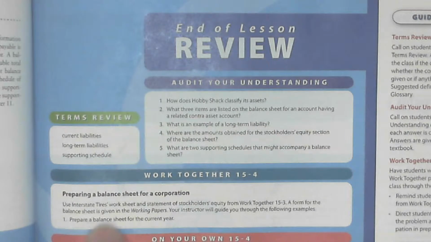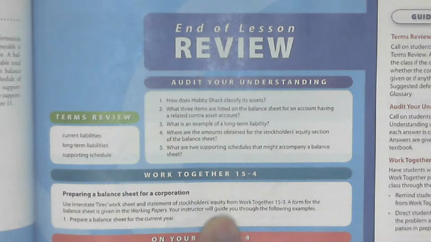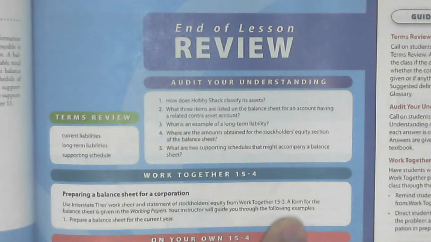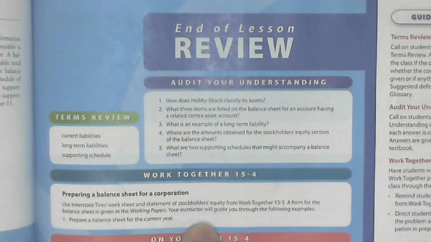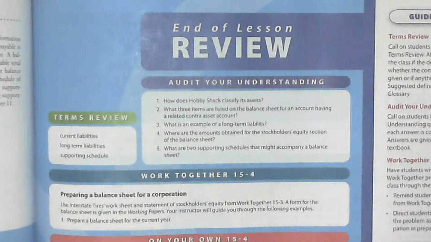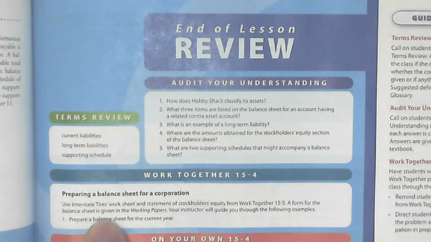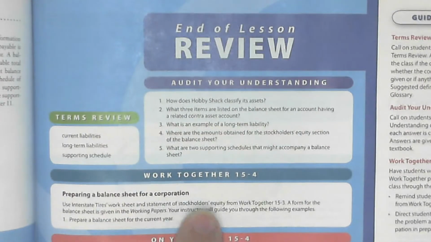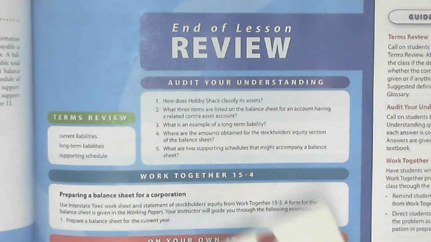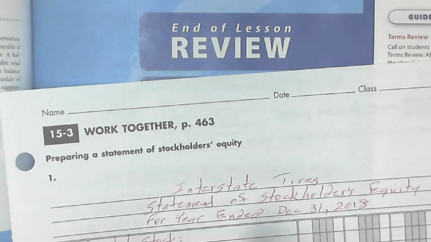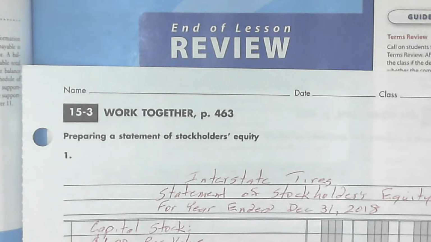Oh, then here we go. Using the worksheet and statement of stockholders' equity, use the balance sheet form to prepare the balance sheet for the current year. So yeah, those are the only two things we're going to need: the worksheet and the stockholders' equity form. In the stockholders' equity, that's going to be on the bottom half of the sheet.